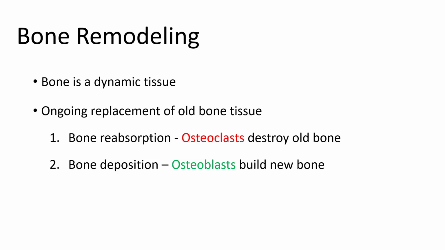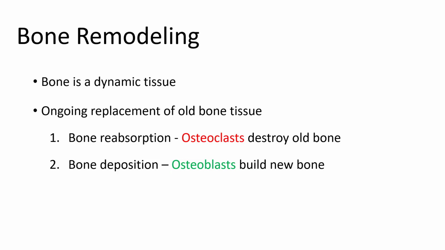Remodeling simply involves the destruction of old bone tissue through osteoclast activity, which is followed by the production of new bone tissue from the osteoblasts. And it's this process which makes bone such a dynamic tissue, and it allows bone to adapt to external stimulus.